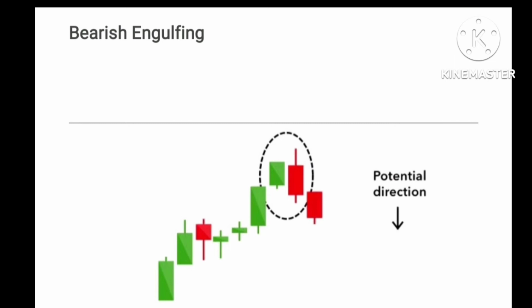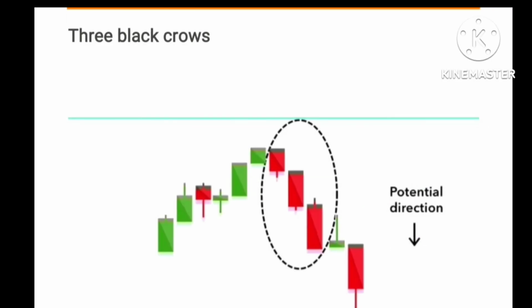We'll move to the third pattern. The third pattern is similar to the third pattern we saw in the bullish case, the opposite of it, which is three black crows. So we'll discuss the trade. If you see a trending market, and there are continuously three red candles, each closing on the downside of the previous one. The three black crows candlestick pattern comprises three consecutive long red candles, as you see in the image, with short or non-existent wicks.